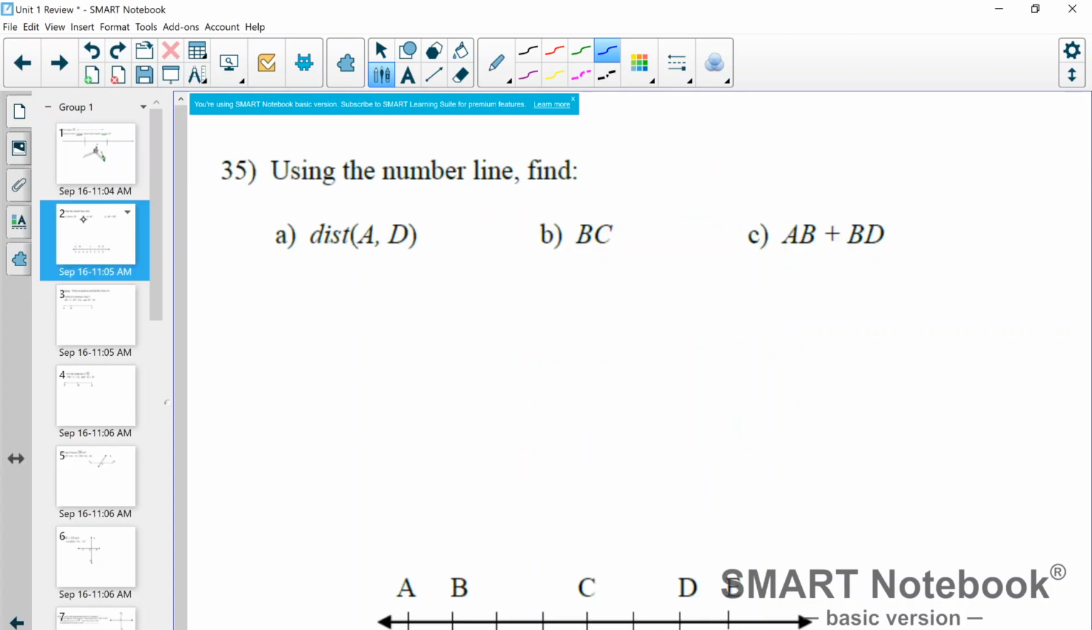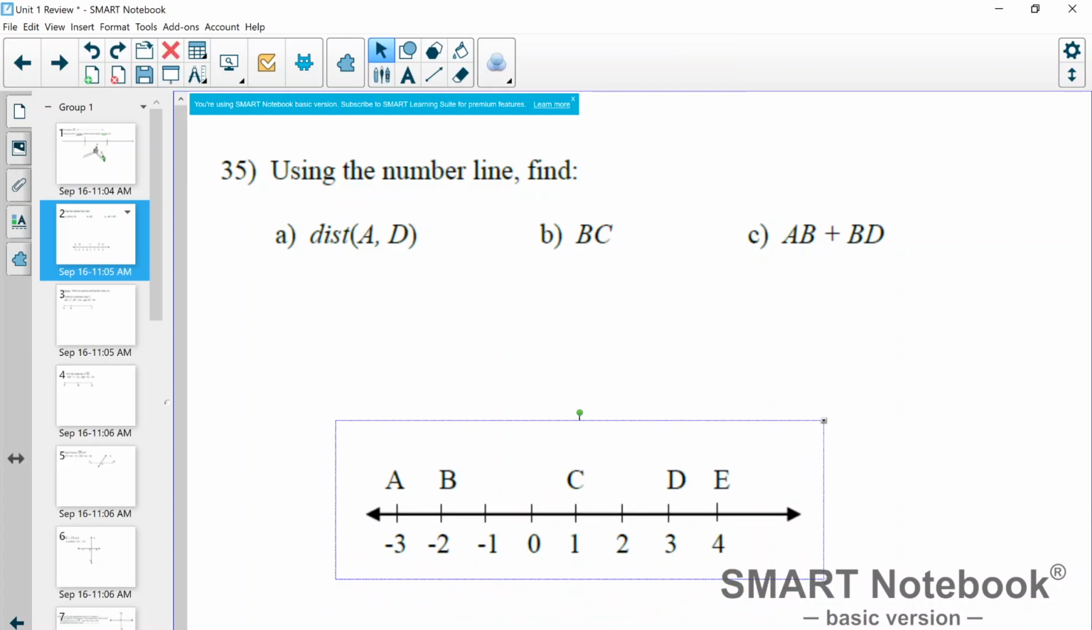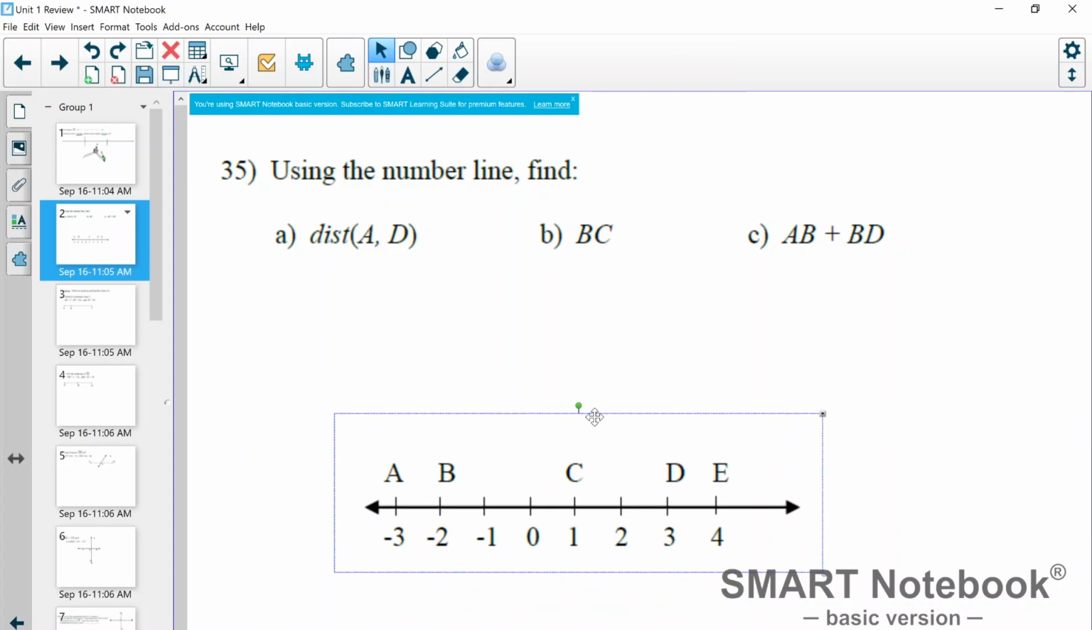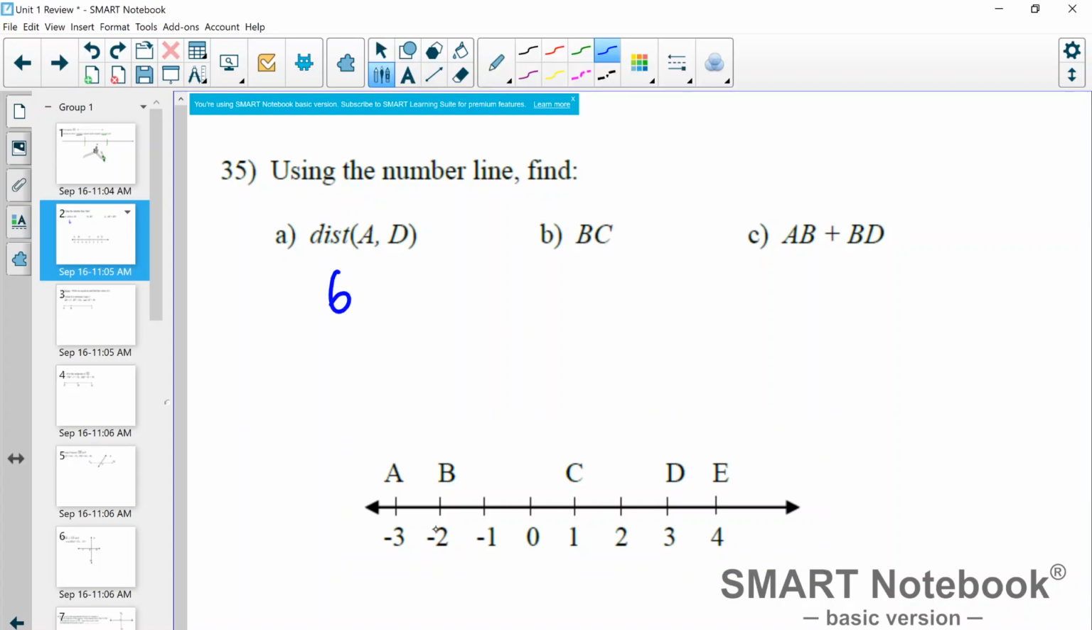Distance is another thing we are usually tasked with finding. Luckily for us, they give us a number line here, and they want us to find the distance of these different points. So distance from A to D, I see A is at -3, D is at 3. All we really have to count is from -3 to 3. So I count up, and I see the distance is 6.